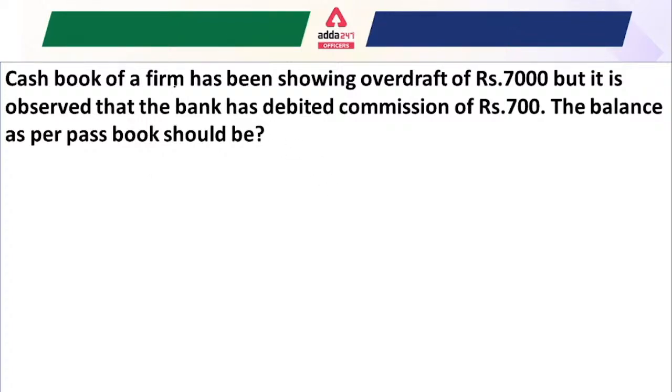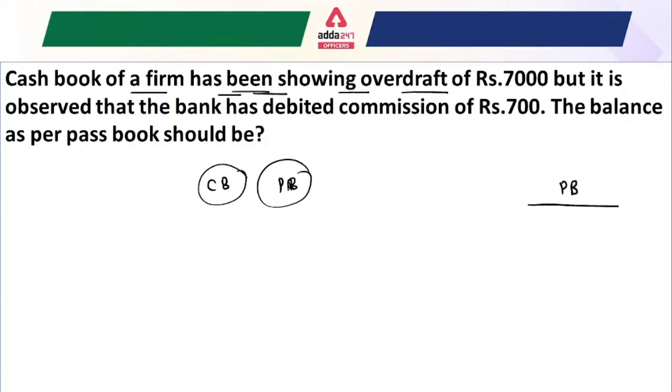Look, whenever we say the cash book of a firm has been showing an overdraft balance, we know that if the cash book balance is given, we have to find out the passbook balance. So we have to reconcile that. Okay, that is the actual meaning of reconciliation. Whenever the balances of the cash book and passbook mismatch, we have to reconcile the transactions. That's why the conditions and the balances are given. That's how we solve these questions.